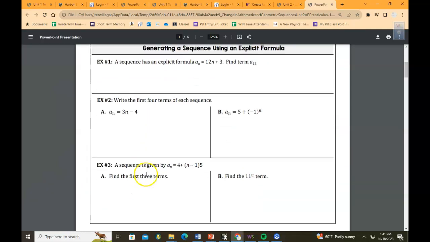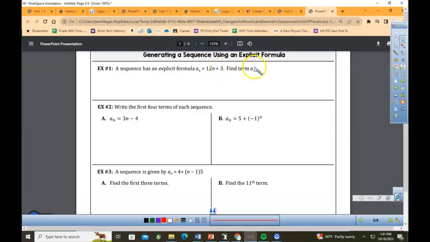Let's just do some examples. Example 1: a sequence has an explicit formula given below. Find the 12th term, a sub 12. Do you notice how that's an a sub n? So all I do is, in my formula, wherever I see an n, I plug in a 12. And that will give me my 12th term, which is 147. That's it. It's kind of like functions, but different. It's very similar.